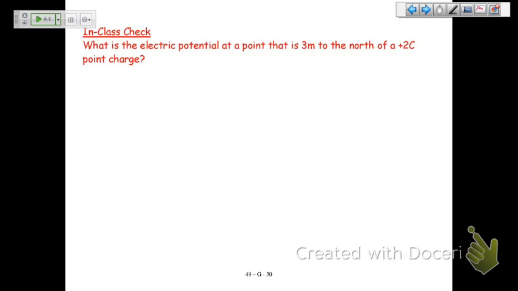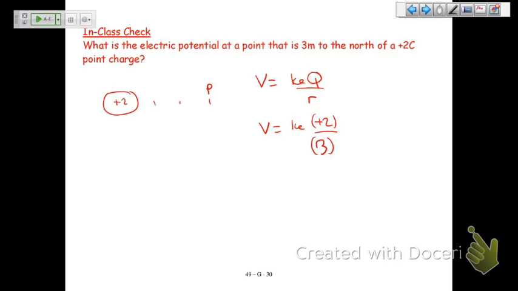What is the electric potential at a point 3 meters from a 2 coulomb positive charge? My potential is equal to Ke Q over R. What's my Ke? Oh, Ke. What's my Q? My Q is +2 over my R. R is 3, which equals 0.66 Ke volts. Mathematically, a piece of cake.